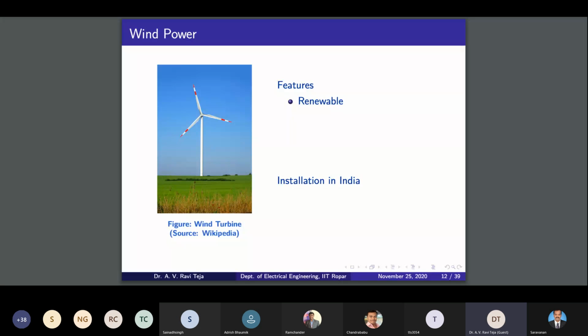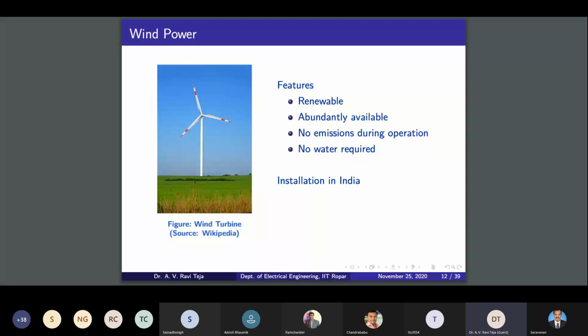So wind power also has similar good features like solar power. One is it is renewable, it is also abundantly available, and there are no emissions during operation. Another good thing with a wind power generation system is it doesn't require water.